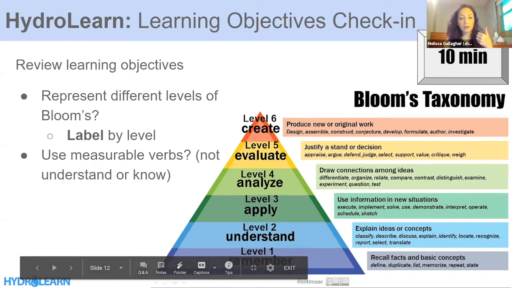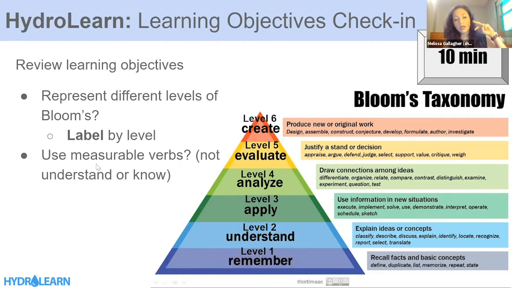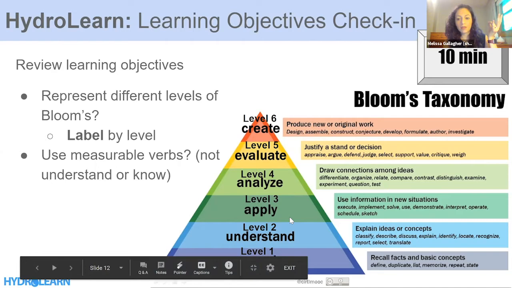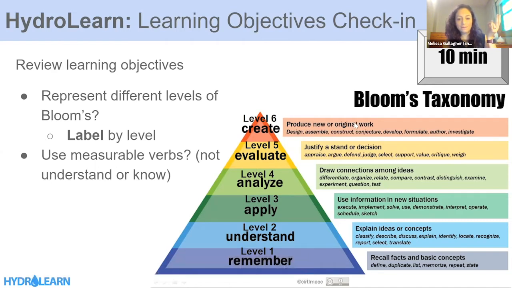So we're going to go back into our groups, and you're going to look at these two things: if you represent different levels of Bloom's, and if you use measurable verbs. If you've done those two, then you're going to think about your highest level learning objectives and talk through what that looks like if students are accomplishing that. All right, let's join our rooms.